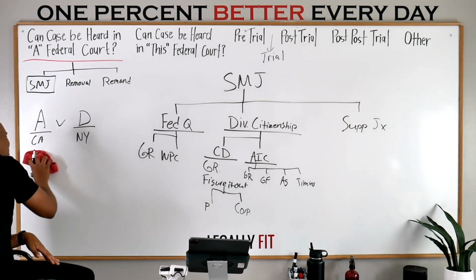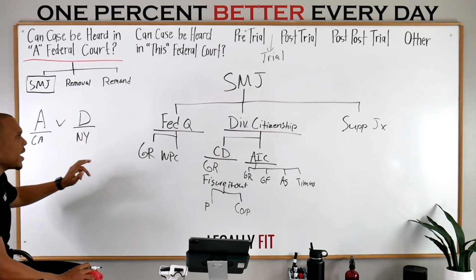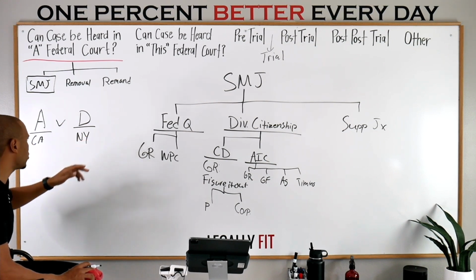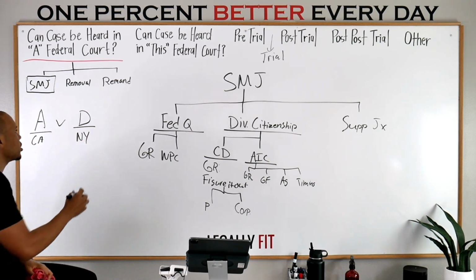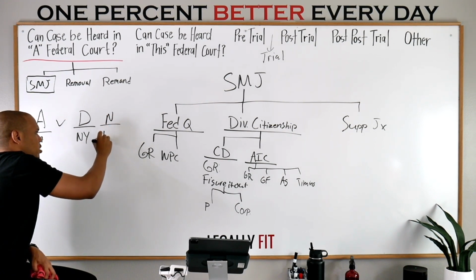Now, if we happen to say it was a completely different set of facts, Nicole was in Dante's car and she thinks she was also part of causing the injury. So she has then this claim against Nicole as well, and she brings in that claim under supplemental jurisdiction. And Nicole is from California.